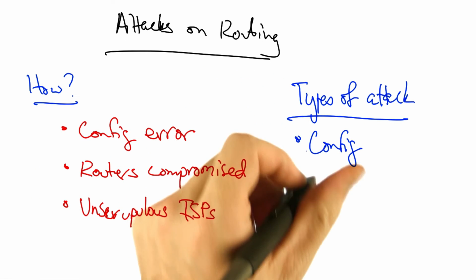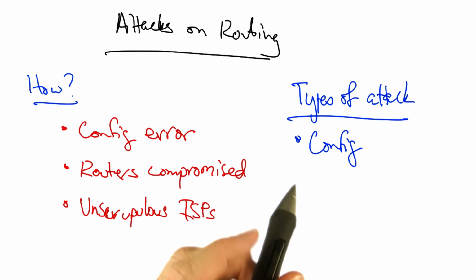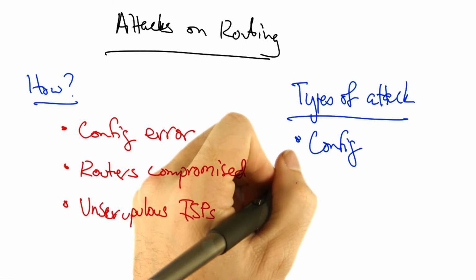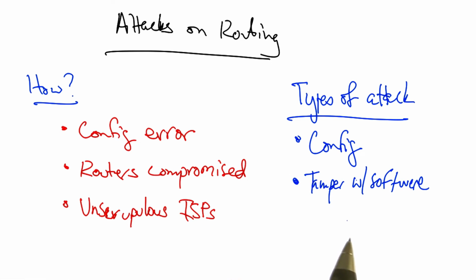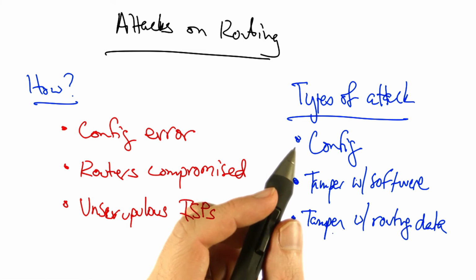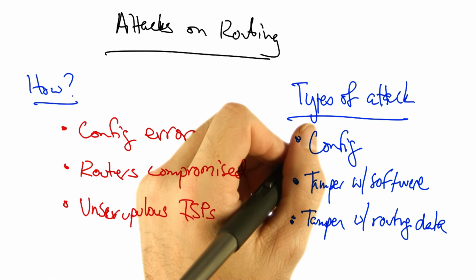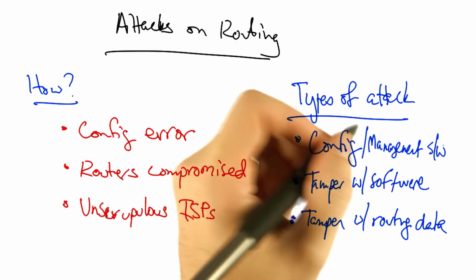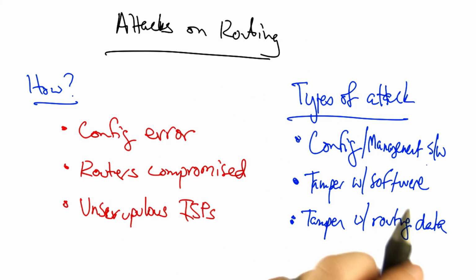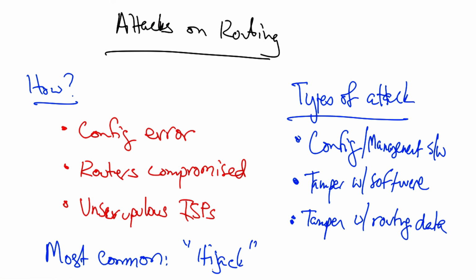To launch the attack, an attacker might reconfigure the router, which is typically the most common way an attacker might launch an attack. The attacker might also tamper with software, or an attacker could actively modify a routing message. In addition to tampering with the configuration, the attacker might tamper with the management software that changes the configuration. Now, the most common attack is a route hijack attack or an attack on origin authentication.